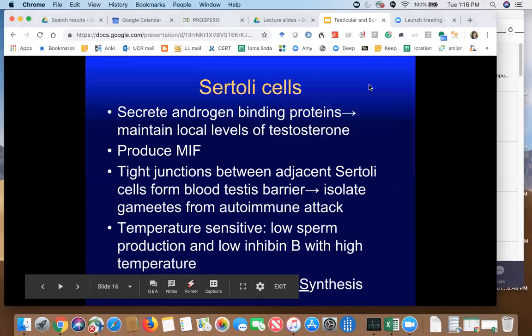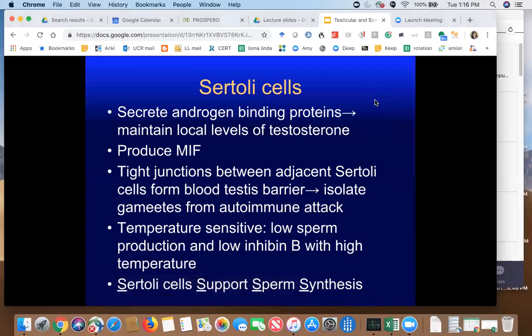Okay, so question: bilateral cryptorchidism, absolutely. Fertility would be a concern if the patient has bilateral cryptorchidism, because then you don't really have. It's like the kidneys, right? You can take one out and still have normal renal function. If you take both out, then you need to be on hemodialysis.